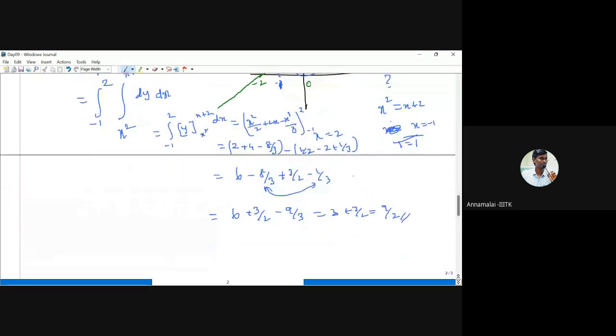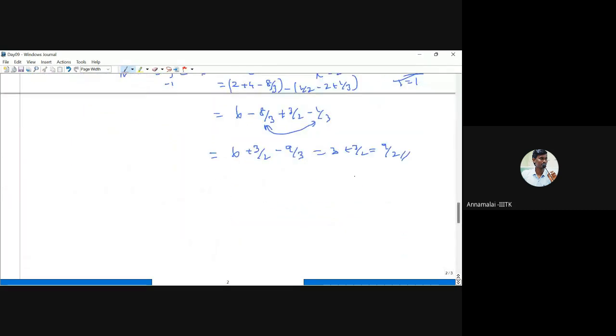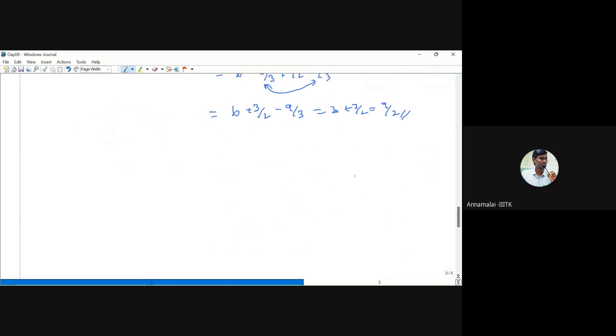Now, next we define what is average value. So usually we have to divide by the area. So the next definition is the average value of the function f. So, definition for average value.